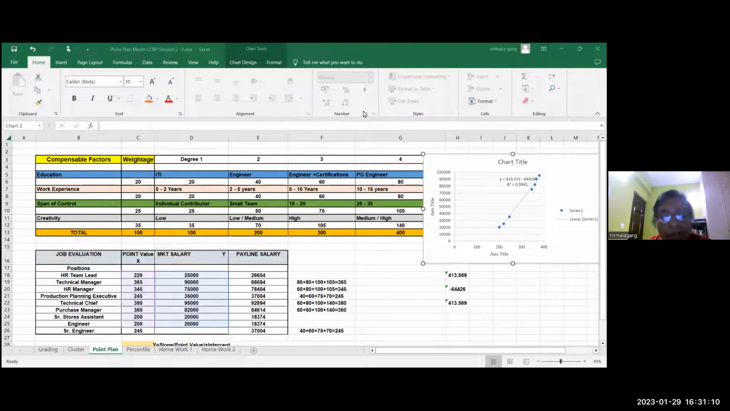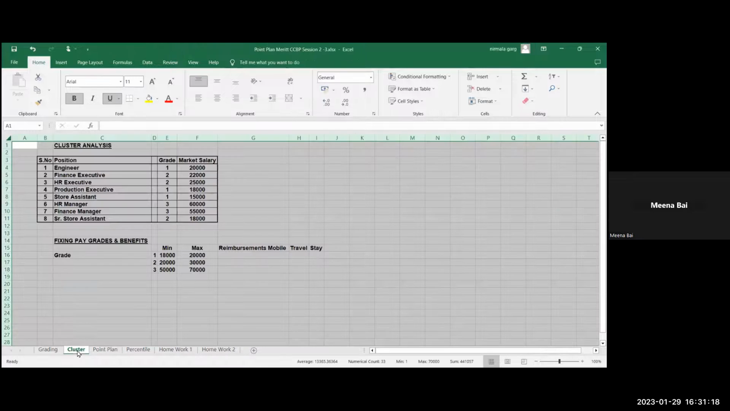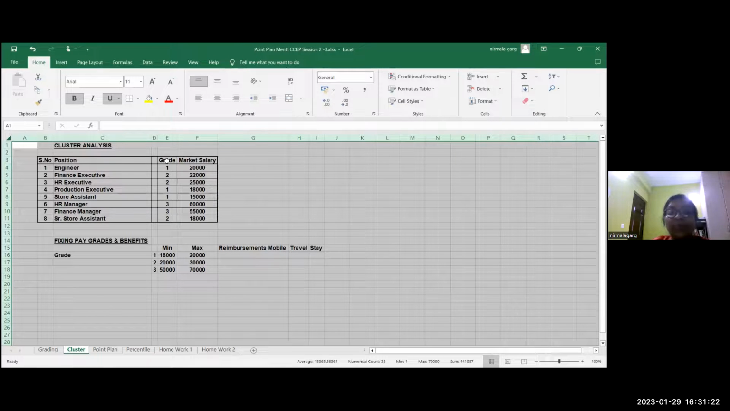Welcome back. So what we did was we did the grading, and then we did the cluster. This is what we did. We looked at all the positions. We then classified them into respective grades. Then we took market salary. And then what did we do? We did a cluster analysis, wherein we were able to fix pay grades for those grades. Say, for example, grade 1, the min and the max, grade 2, min and max.